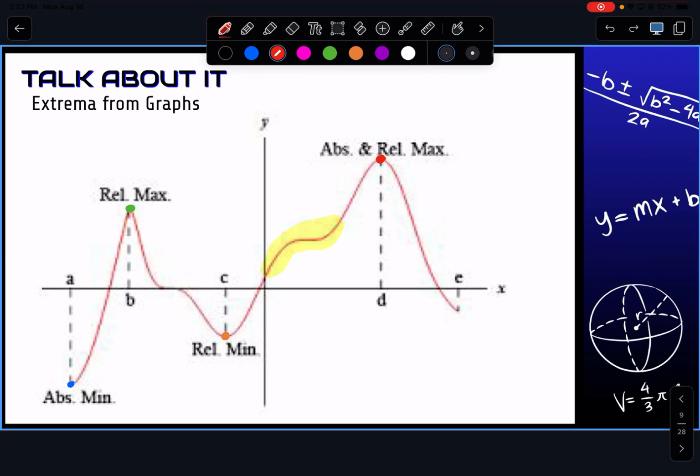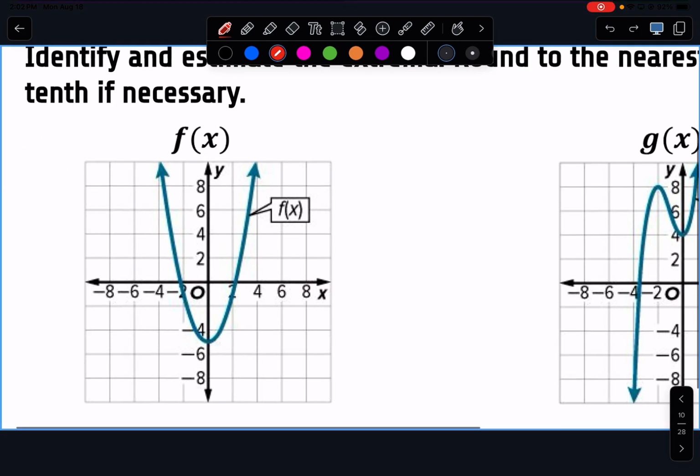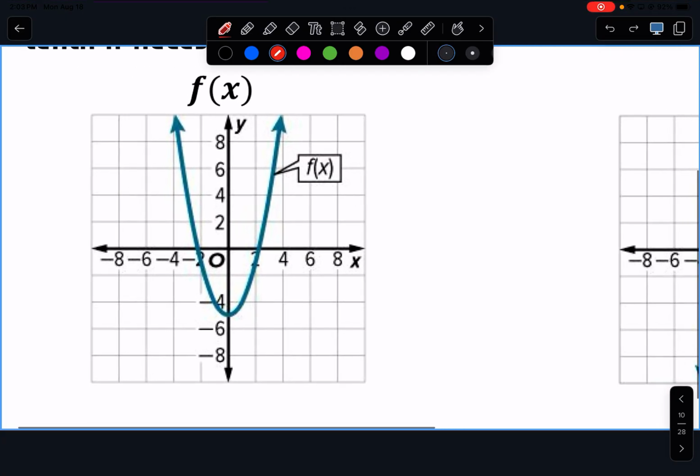All right, give me a thumb gauge on that. Do those vocabulary terms make sense in the context of the graph? Awesome. All right, so we're going to identify the extrema of this function. Sketch that quick. This is an easier one to sketch. And then we want to find whether we have a relative max or min or an absolute maximum or minimum.